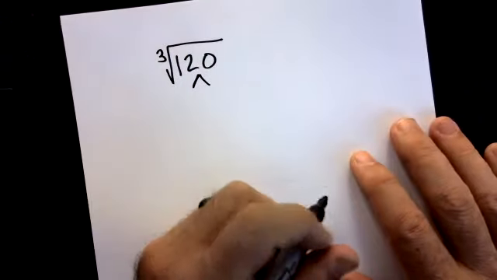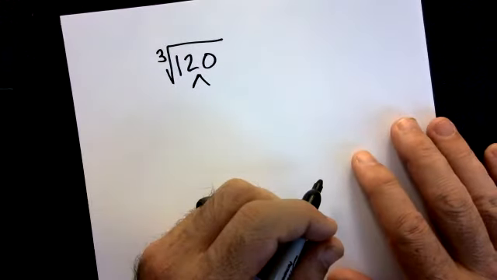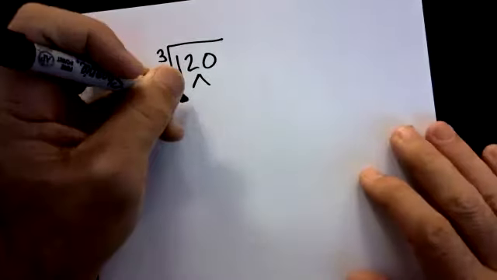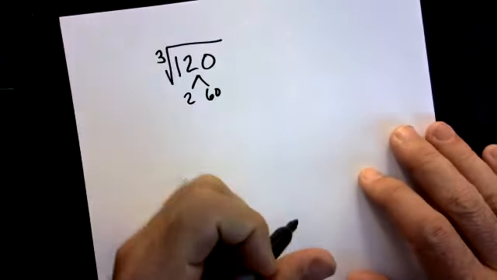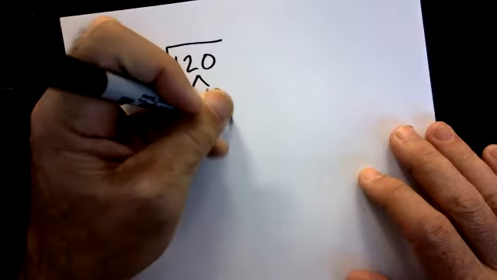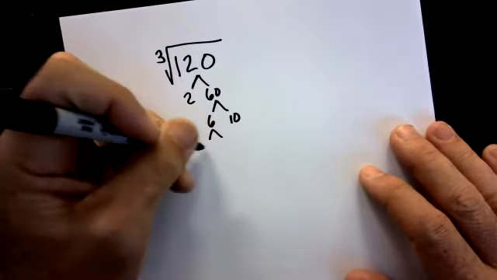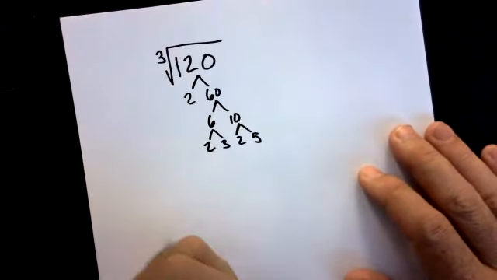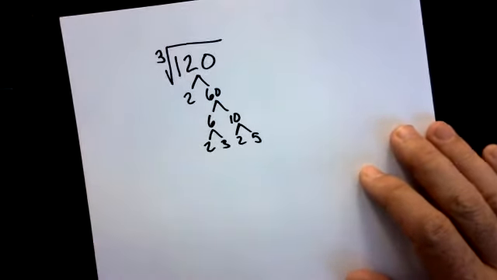So I got to find two numbers that multiply to get 120. 120 is 2 times 60. 60 is 6 times 10. 6 is 2 times 3. 10 is 2 times 5. So these are my numbers that don't break down anymore. 2 and 2 and 3 and 2 and 5. And again, if I did this in a different order, I would still end up with these same numbers, just in a different order.